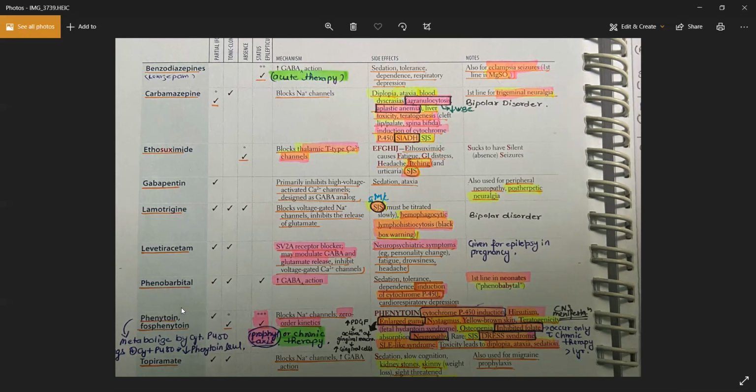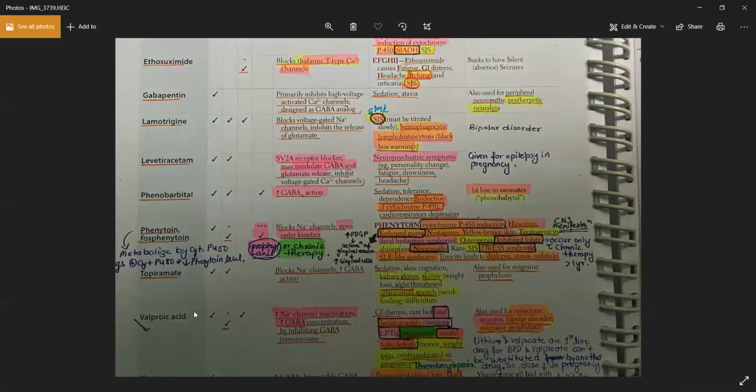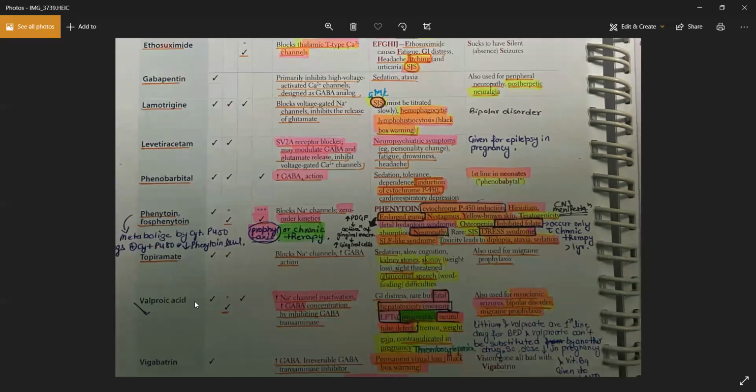So the valproic acid can be used in any kind of seizure: myoclonic, absence, partial, tonic-clonic, except the status epilepticus. So it is a very wide spectrum drug, inhibiting sodium channels, as well as inhibiting the metabolism of GABA by inhibiting the GABA transaminase.